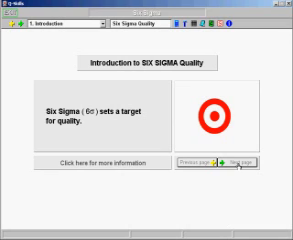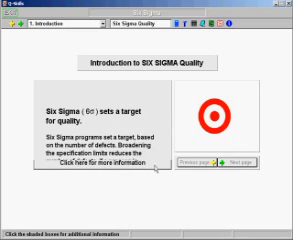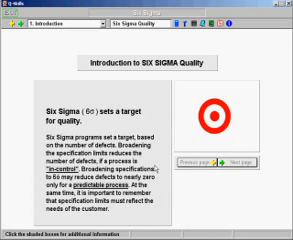Six Sigma sets a target for quality, and that target is based on a specific level of defects. And the way Six Sigma does this is by broadening specification limits so that defect levels are reduced. But this can only happen if the process is predictable. If the process is not predictable, any number of defects may occur, no matter where the specification has been set.